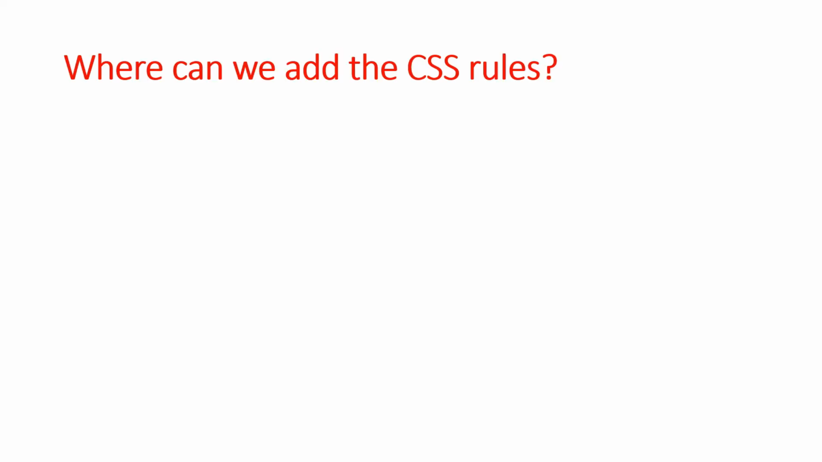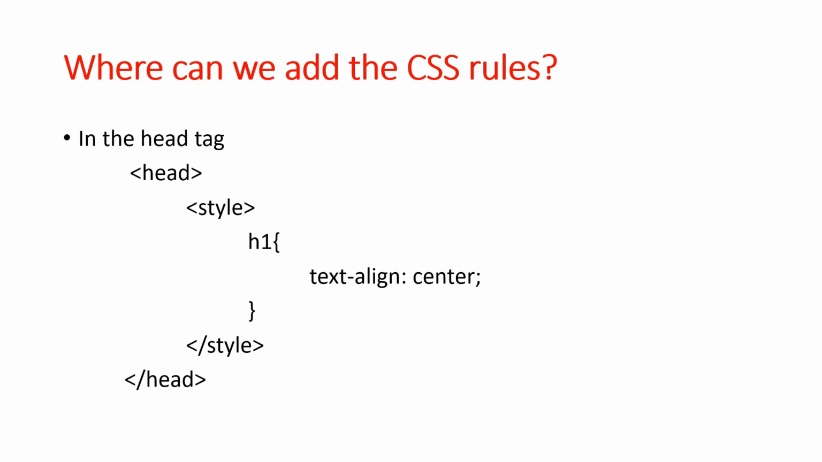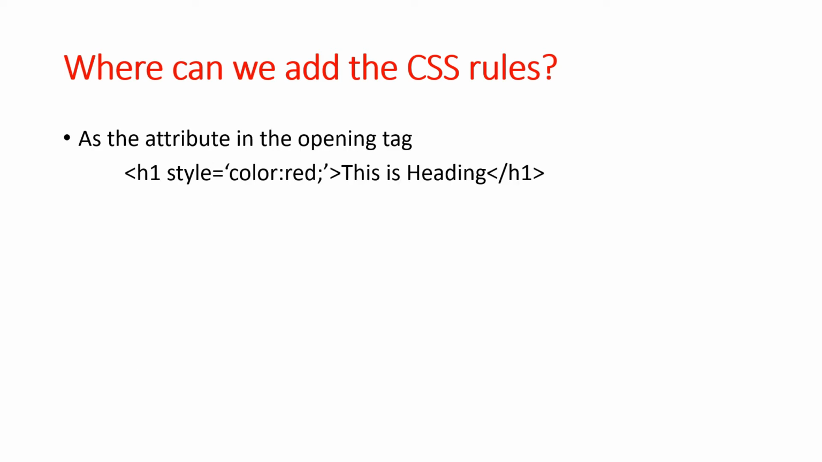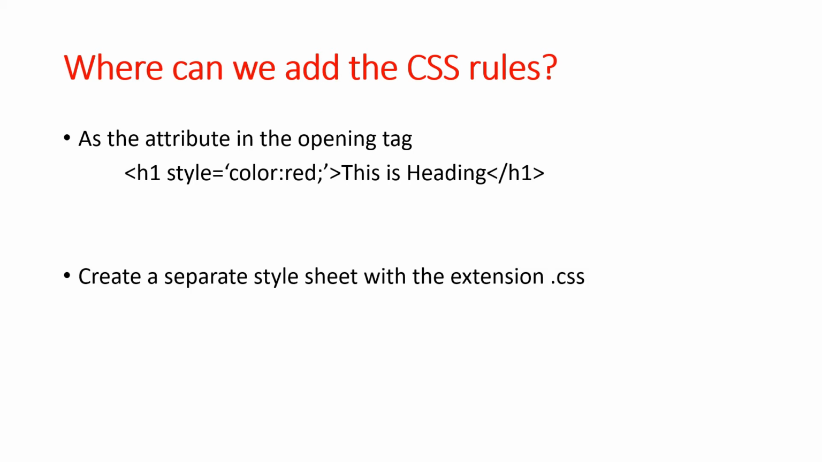So there are some places where you can add the CSS rules. You can add them in three places. The first one could be inside the head tag. We need to have the style tag, and in that you need to mention the styles. And now the second one. You can mention the style attribute inside the opening tag of any element. And now the third one. You can create a separate style sheet with the extension .css, and you can include that in the base HTML.